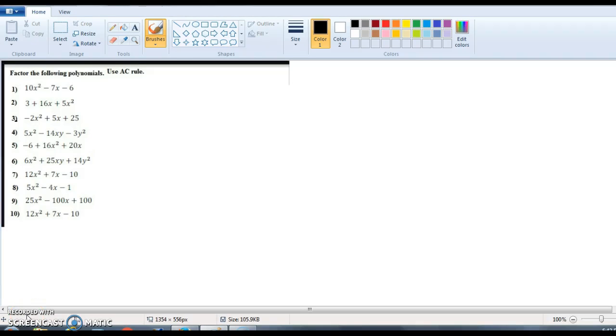All right, let's look at one more of these, and we're going to look at number 7. So for this one, it's already in descending order, 12, so I'm just going to rewrite it here. And I'm going to look for a greatest common factor. Not all the terms have an x, and there's no common factor between 12, 7, and 10 that all three have in common. So there isn't any greatest common factor this time.